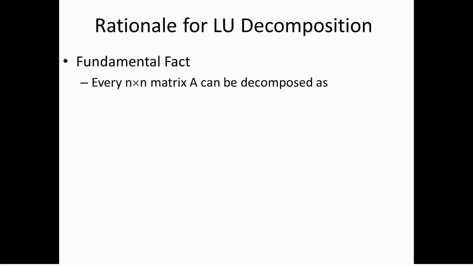Okay, now here's the rationale for LU decomposition. A fundamental fact that we're going to use is that every n by n matrix, which we're going to call A here, can be decomposed as a product of two matrices. L is the lower triangular and U is an upper triangular. And the reason why that's true, we can prove quite easily, because if we consider doing elementary row operations on A to get it in row echelon form, we know that the final product of row echelon form is always an upper triangular matrix.